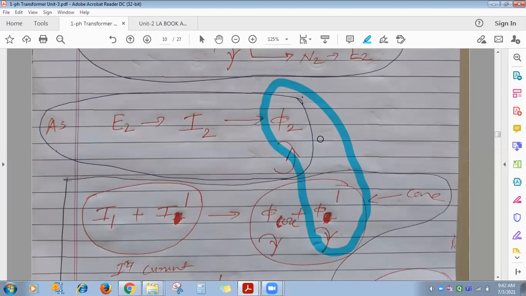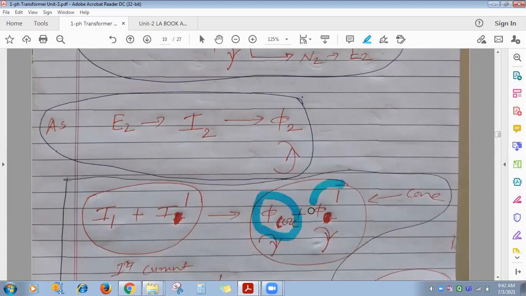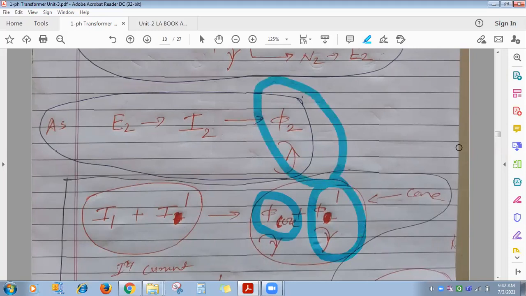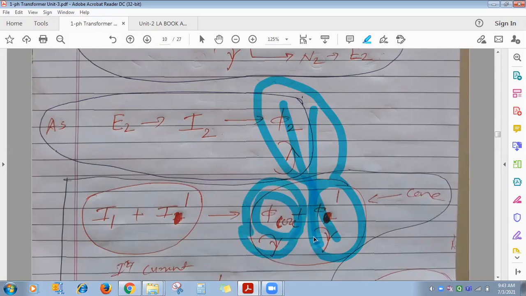Both have the same magnitude and are in opposite directions to each other, so what will the resultant flux in the core be? Will it be non-zero? Only phi. The earlier flux, phi core, plus this additional flux that got induced, but this additional flux is in the opposite direction and of the same magnitude as phi2, means these two will cancel each other's effect. So the resultant flux is how much? Whatever was flowing before I2 got induced will be the flux.